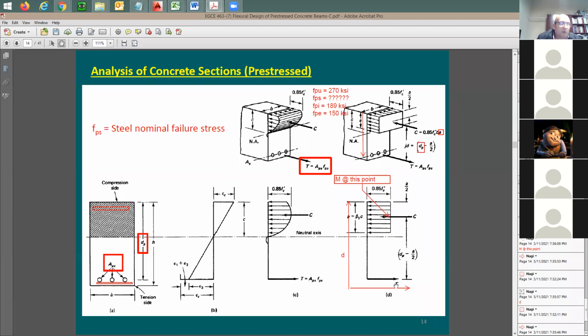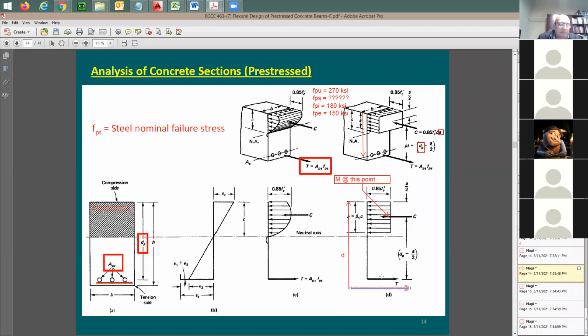This one here, I'm going to call it tension, just to differentiate between this tension force and the other force. I'm going to call this T, and I'd like to use TPS. It's going to be equal to APS times FPS. And the regular tension force, which is this force here, I'm going to call T, is going to be equal to AS times Fy.